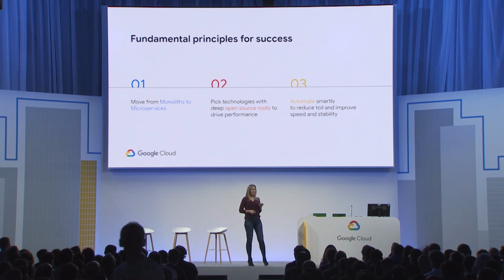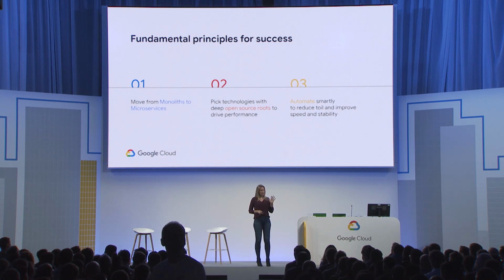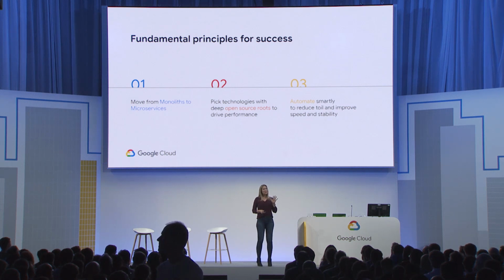Third is we can automate smartly. This allows us to reduce toil, and it improves speed and stability and performance throughout our entire pipeline. Okay. So what this allows us to do is to really adopt our principles so that we can be agile and move faster. Okay, I've talked too much.